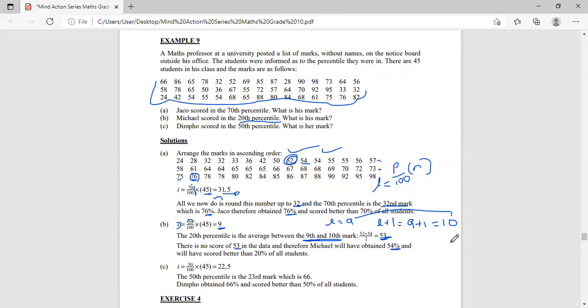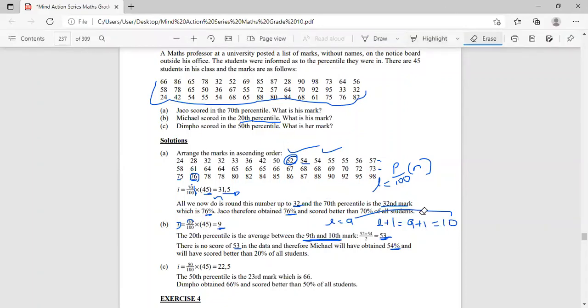Sharp. I'm going to explain this again. Very important. I'm going to explain it again.